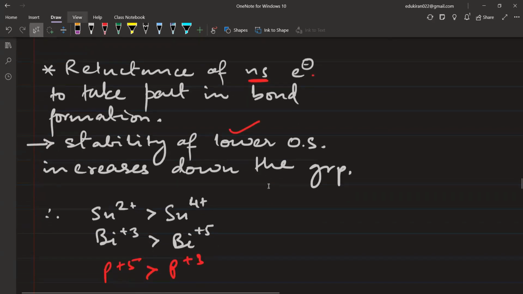Okay, that is why if I have antimony +2 and antimony +4, right? You have two cases. Sorry, you have tin +2 and you have tin +4. Tin is in which group? It is in the carbon group, na?